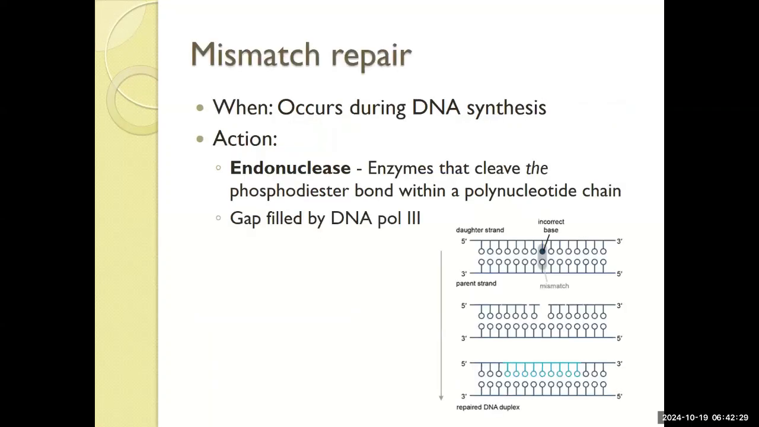The first is mismatch repair. This occurs during DNA synthesis. It involves endonucleases, enzymes that cut the phosphodiester bond within the nucleotide chain. That gap is then filled by DNA polymerase. It is a precision replacement mechanism.